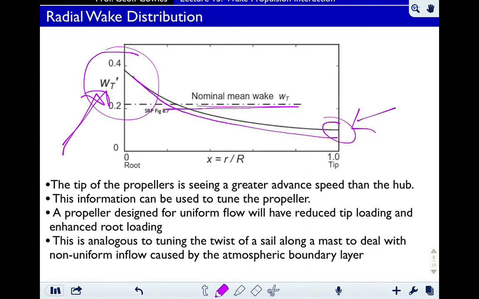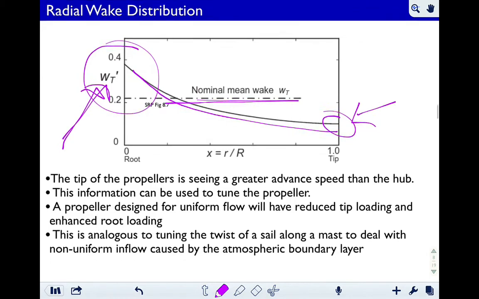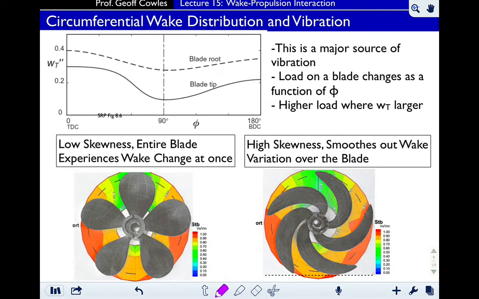So you can make some adjustment in the twist distribution if you knew the radial wake distribution. So that can be dealt with. The circumferential is more difficult. As you move through one cycle, 0 is top dead center when the propeller is right here. 180 is bottom dead center when the propeller is right here. So here we're going through a high wake fraction up here, the lowest wake fraction on the edges, and then a slight increase in the wake fraction as we get down here back behind the keel again.